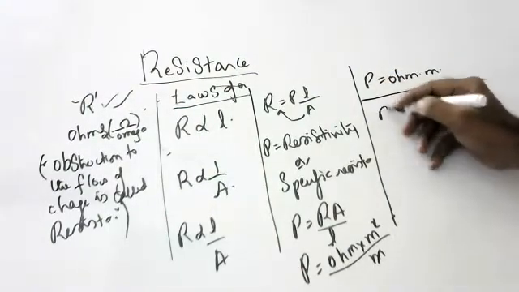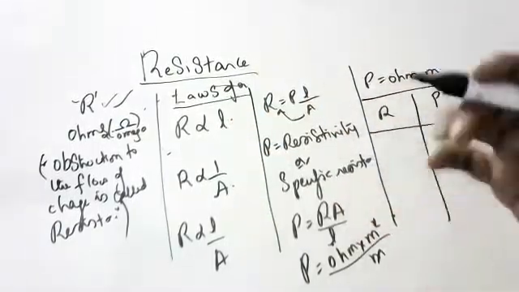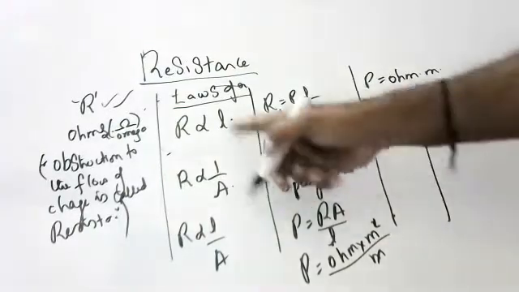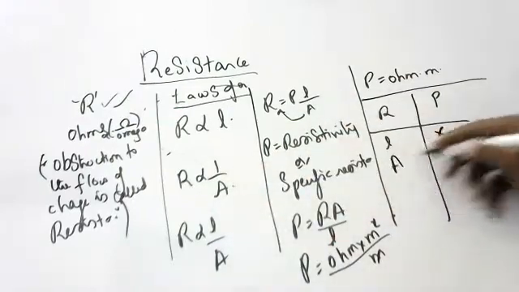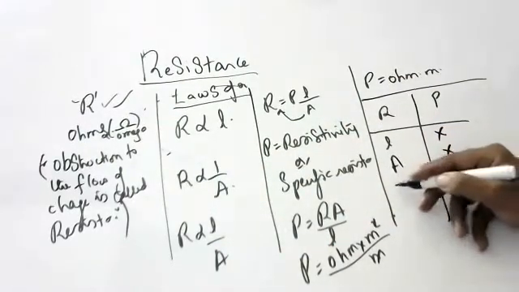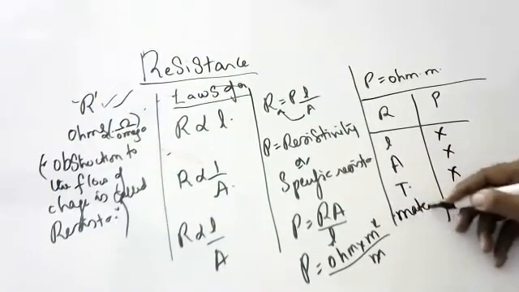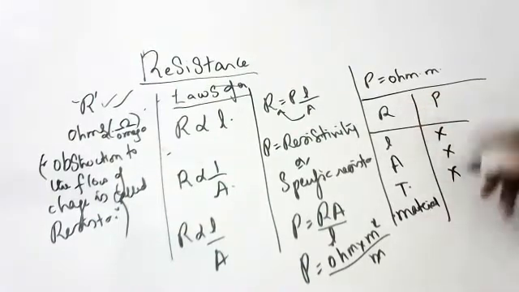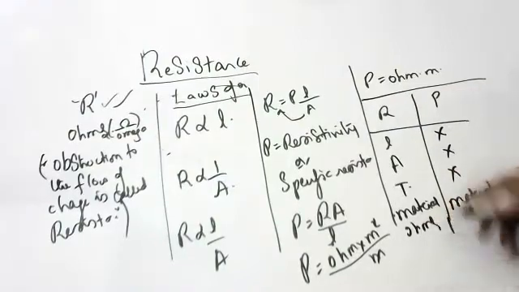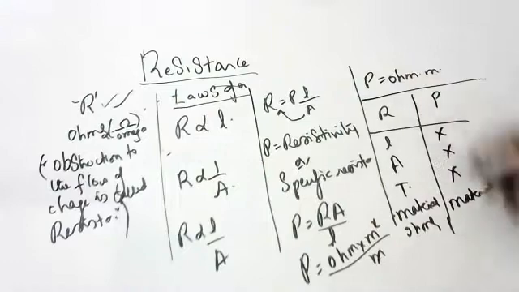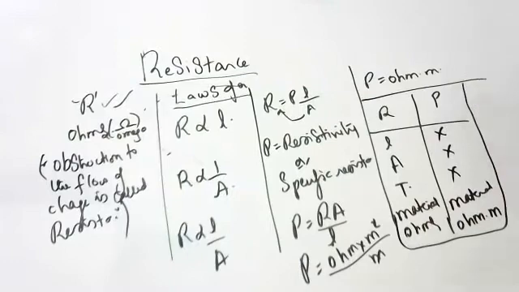What is the difference between resistance and resistivity? I'll explain everything, children. Don't worry, I'll explain all this clearly. Resistance depends upon the length of the conductor; resistivity does not. Resistance depends upon the area of the conductor; resistivity does not. Resistance depends upon the temperature of the material; resistivity does not. Resistance depends upon material, and resistivity also depends upon material. Resistance units are ohms. Resistivity units are ohm meters. These are the differences between resistance and resistivity.